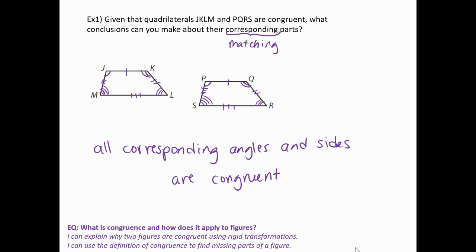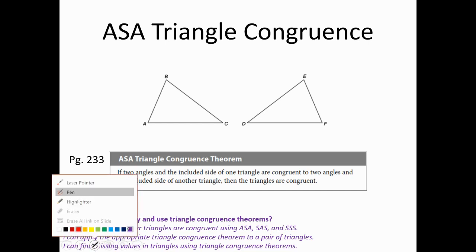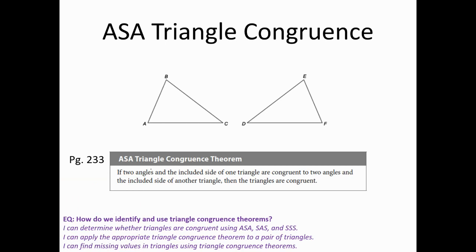However, for triangles, we have some shortcuts. These theorems are shortcuts, and they are only for triangles. The first one is called ASA, which we never say as ASA. We say angle, side, angle triangle congruence. And this does come right out of your book, this definition. I wrote it into your Google Doc for your notes for you.